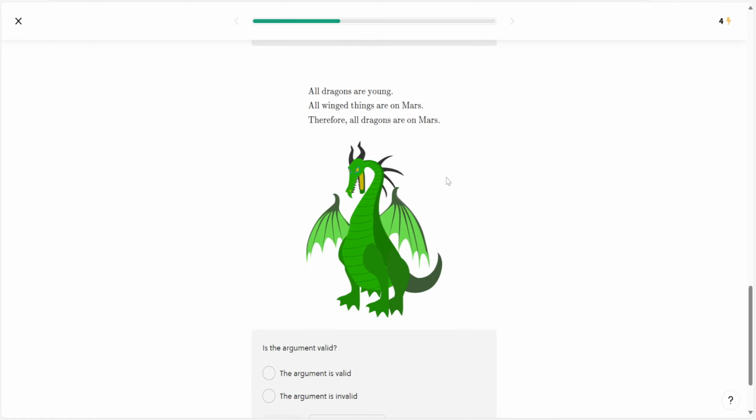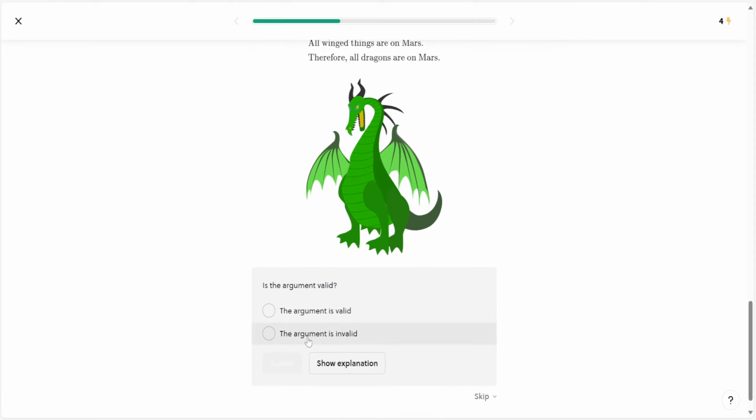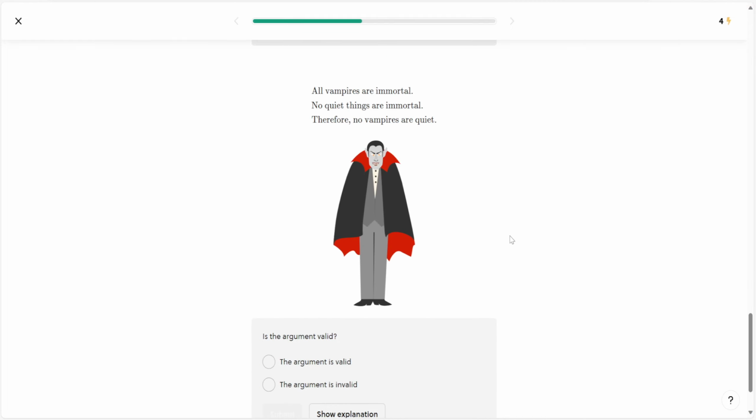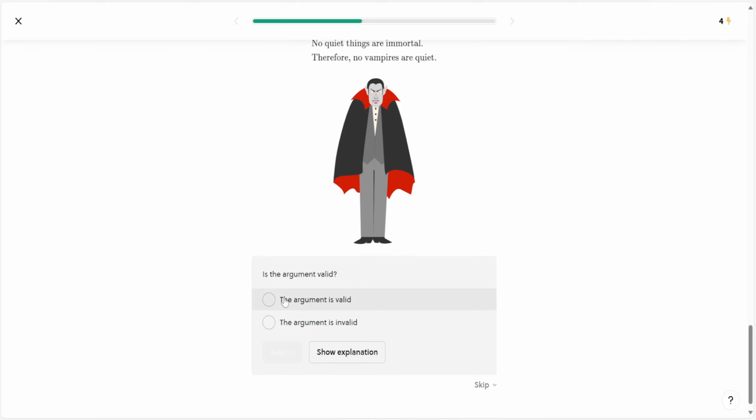All dragons are young. All winged things are on Mars. Well, none of them have got anything to do with each other. Therefore, all dragons are on Mars. None of them have got anything to do with each other. All vampires are immortal. No quiet things are immortal. Therefore, no vampires are quiet. That is true.